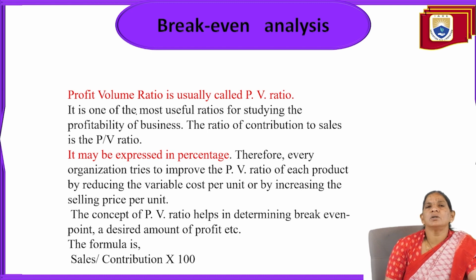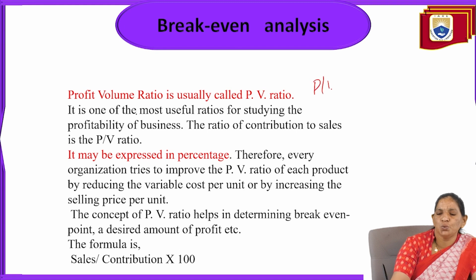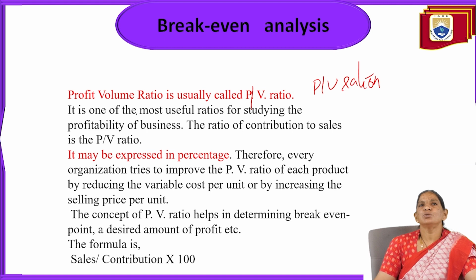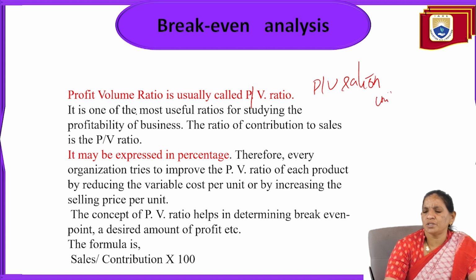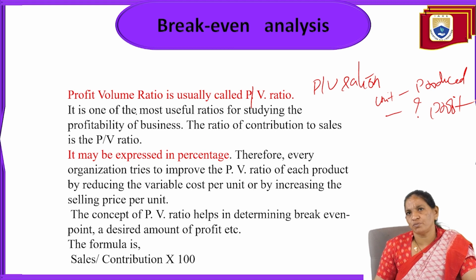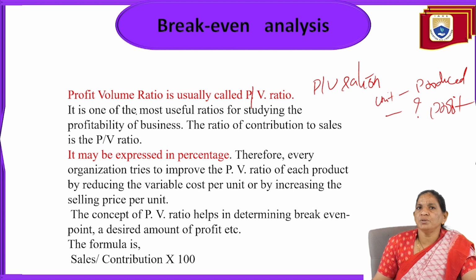So the next calculation we can get in case of break-even is the PV ratio, which we call the profit volume ratio. It is one of the most important studies, that is, at what volume, meaning the number of units produced, what amount of profit we are getting. For 100 units, what is the profit? What is the volume? You produced 100 units, what profit do you achieve? For 50 units, what profit? For 200 units, what amount of profit?